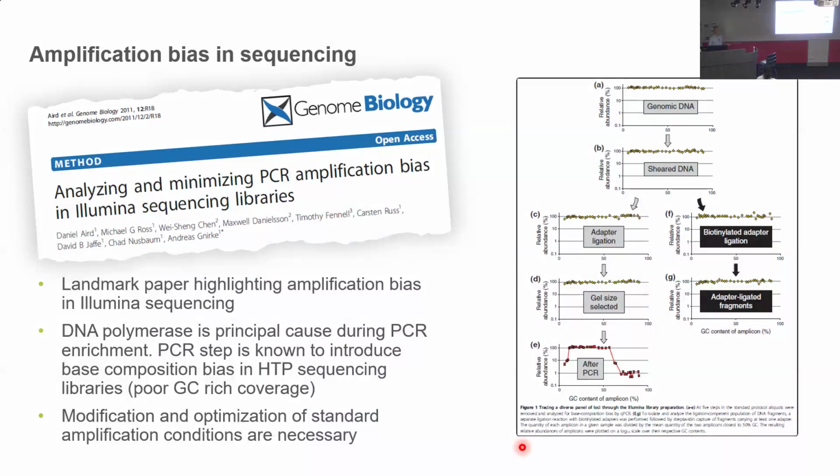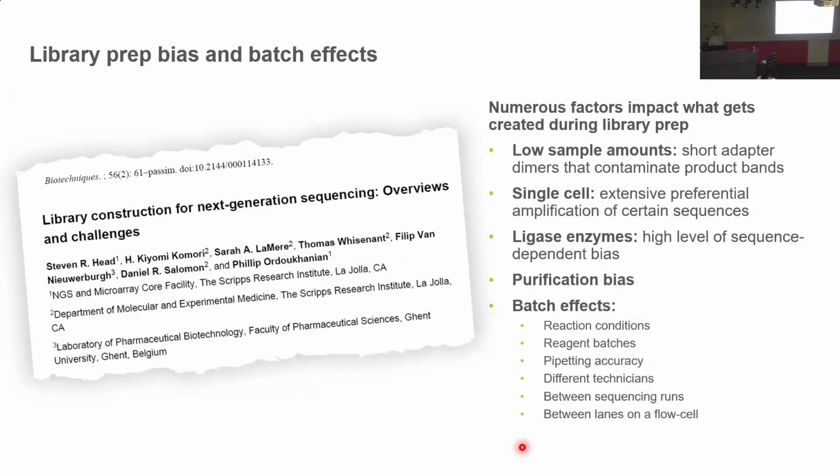And if you're a sequencing person, sequencing is not immune either because it's built on the PCR, right? And if you dig into it, there's lots of publications around amplification bias. And here we've got library prep bias and batch effects. I'm not going to go into these because, enough said, right?